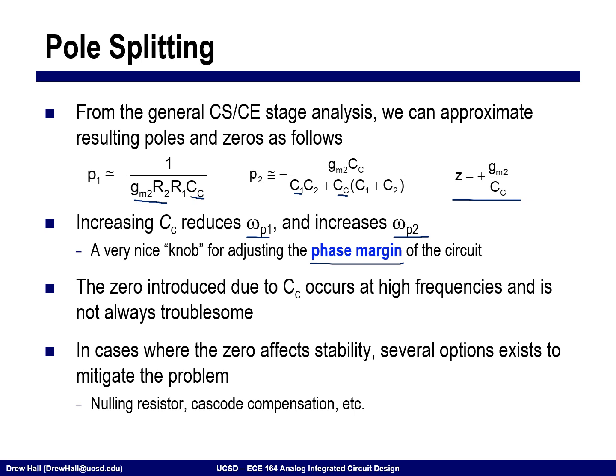This 0 occurs at relatively high frequencies. You'll notice that it is a right half plane 0, so these are left half plane poles. And I don't really like right half plane zeros. We'll talk about what we can do in just a few minutes to mitigate this, but for just a second, let's focus on P1 and P2.